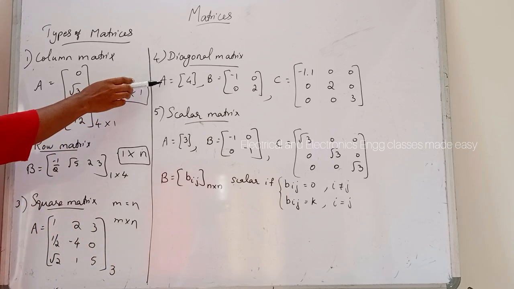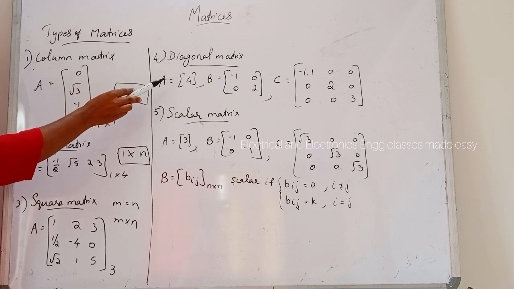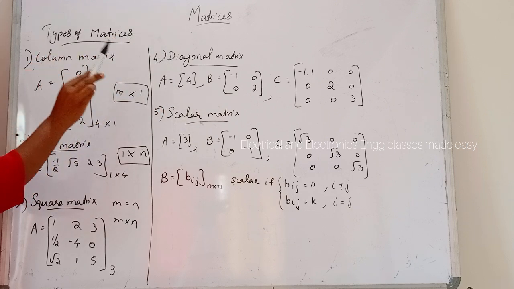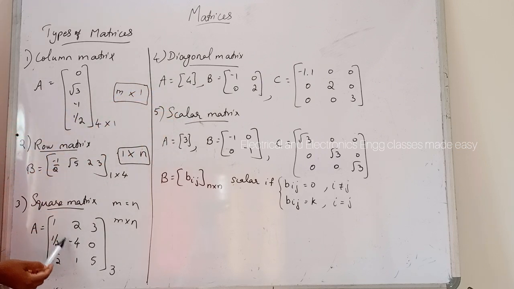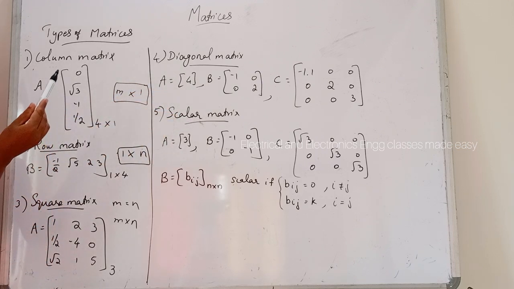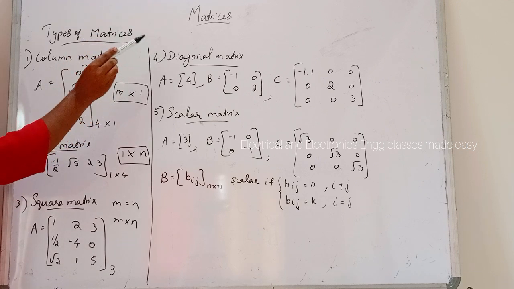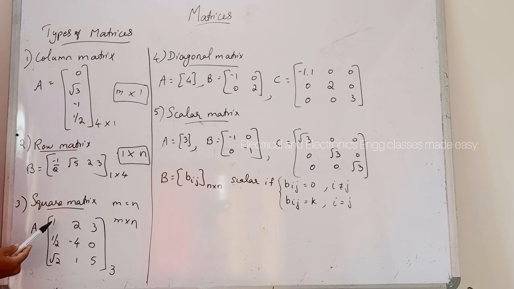Next is diagonal matrix. A square matrix is said to be a diagonal matrix if all its non-diagonal elements are 0. Remember that diagonal elements exist in the case of a square matrix only. So in this case, this is called the diagonal of the square matrix.